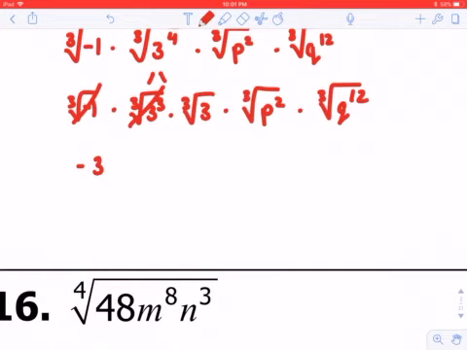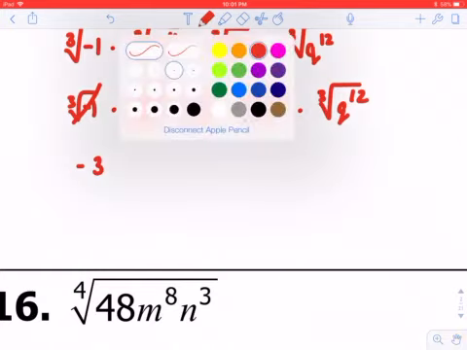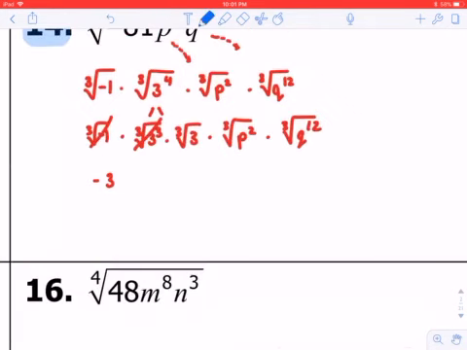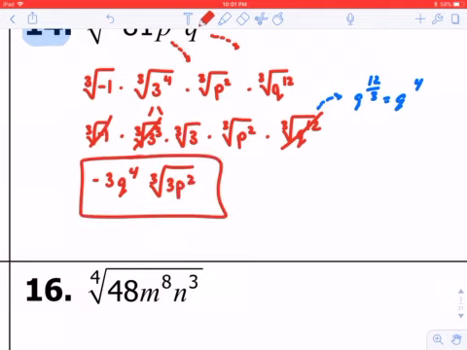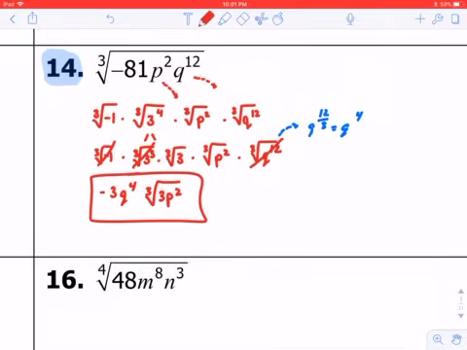The only other thing that I can pull out is this q to the 12th. And remember, this is actually going to be q to the 12 over 3. So that's going to be q to the 4th. So I'm going to write q to the 4th here. And the only 2 terms left over that I can't simplify are going to go in my radical. It's going to be 3p squared. And I'm done. So that's simplifying a perfect cube.